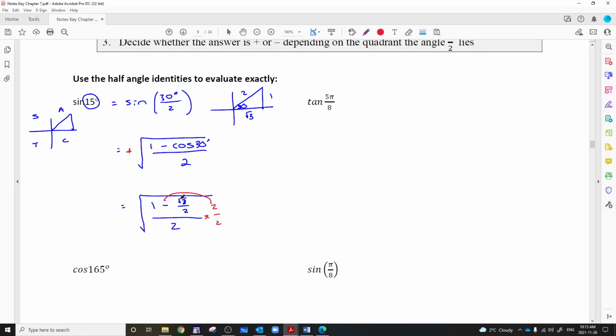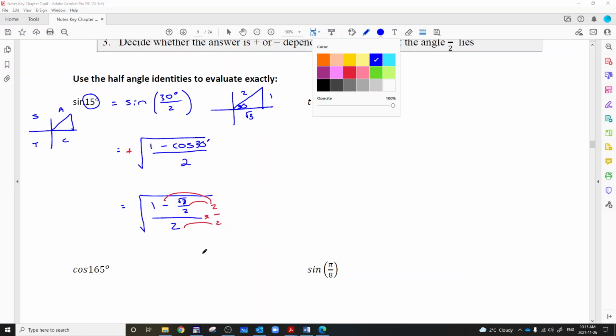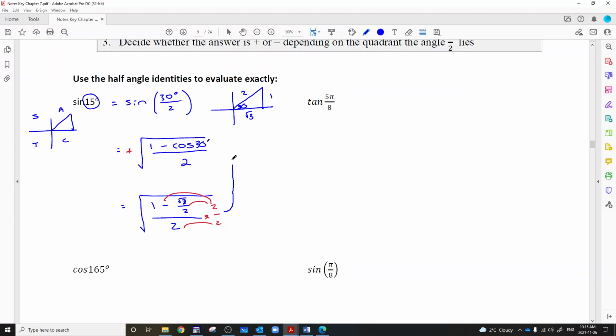So if I multiply through by 2, I would end up with, I'm going to go up here because I know I have a bit more to write. I would end up with the square root of 2 minus, now root 3 over 2 times 2 would leave me with just root 3, all over 2 times 2 is 4. Then I'm going to rewrite that as the square root of 2 minus root 3 all over the square root of 4, which is 2. So this is my final answer.